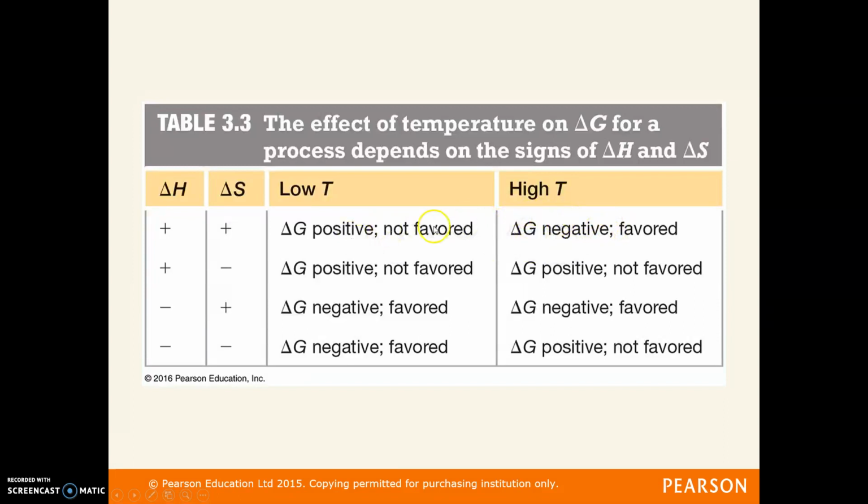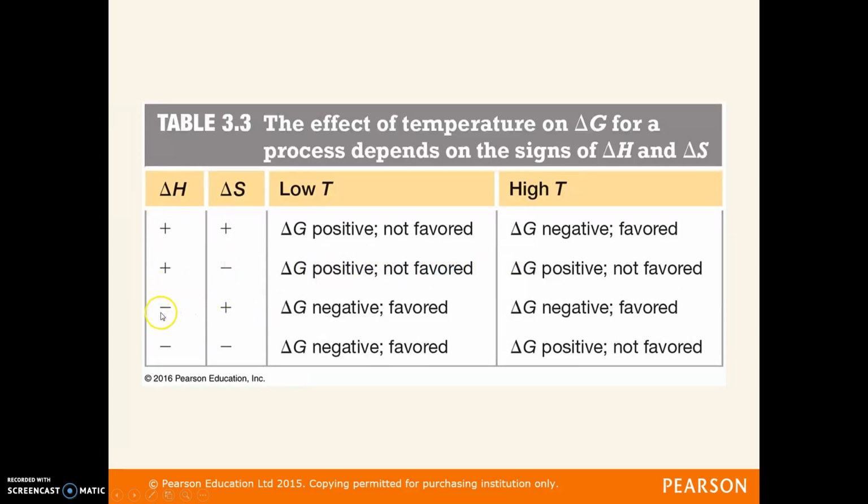At high temperature, the multiplier effect of temperature times entropy is going to give us a large negative delta G, so consequently it's favored. So if we look at these different situations here, so if we have a large gain in enthalpy, but a loss in entropy, regardless of what temperature it is, it's not favored.